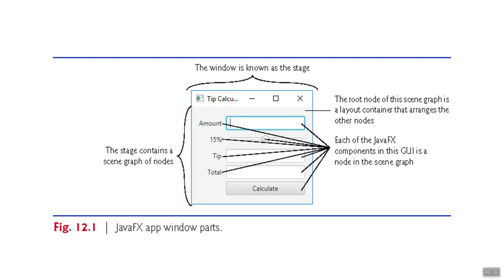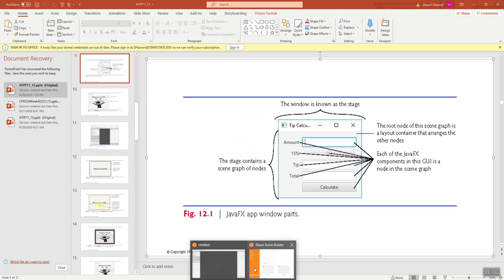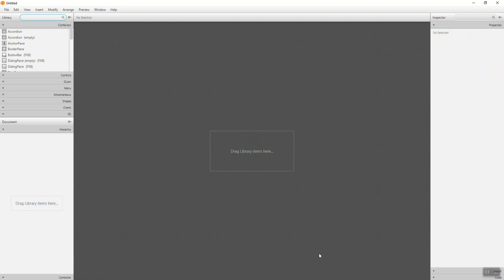So let's switch gears and go to Scene Builder. Now, when you first open Scene Builder, you may get a recent projects pop up. I'm going to X out of that and go directly to Scene Builder. And we have a new project. It's actually untitled right now.